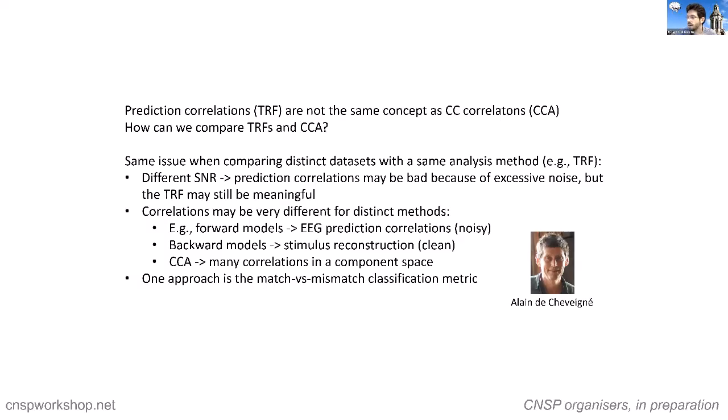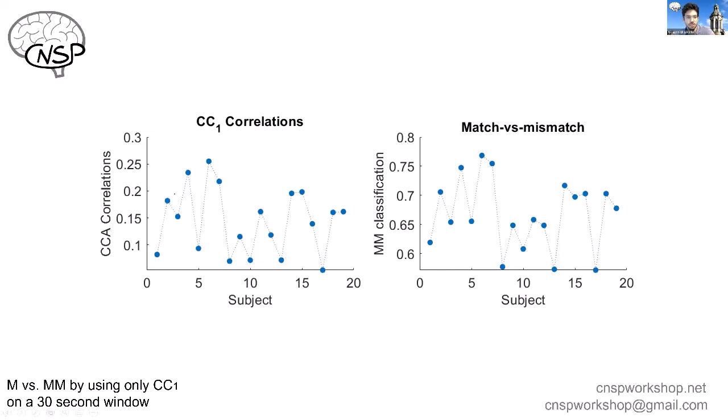In this case, you can get your correlation for your first CC. This is, I think, from the Old Man and the Sea dataset, the natural speech dataset. For the first component, you get correlations of 0.3, which is ECoG level, let's say. A correlation of 0.3, you never see it with TRFs, right? But what does that mean in terms of match versus mismatch? Is it really better than TRFs? Then you have to say, okay, with a 30-second window, on subject 6 I get a 76% classification accuracy or whatever.